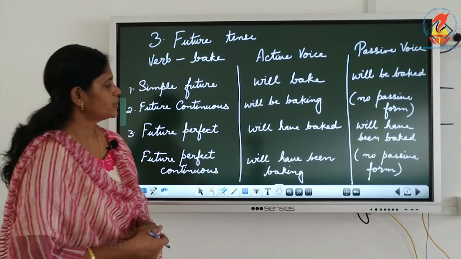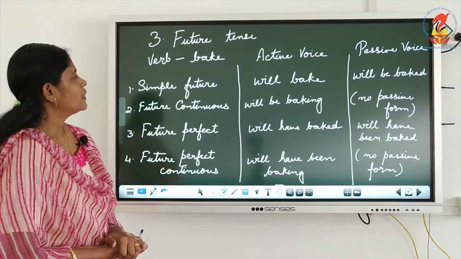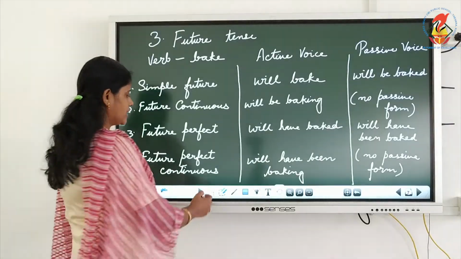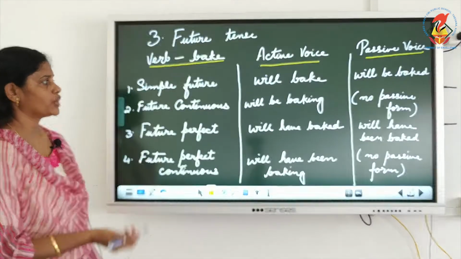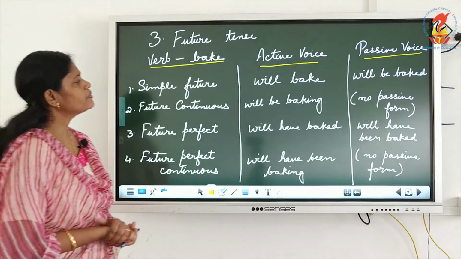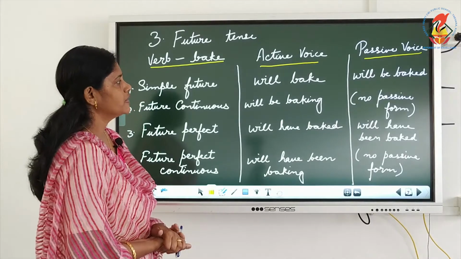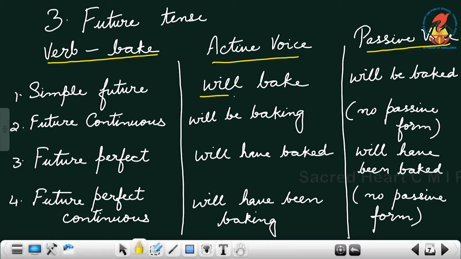Now, as I did in the first two videos, when you convert the sentence, I have taken the verb as bake only, isn't it? The verb I have taken as bake. When you convert from active voice to passive voice, how does that change occur? What is the rule to convert from active voice to passive voice? In simple future tense, we use the word will. We generally use the word will, and here it becomes will be.